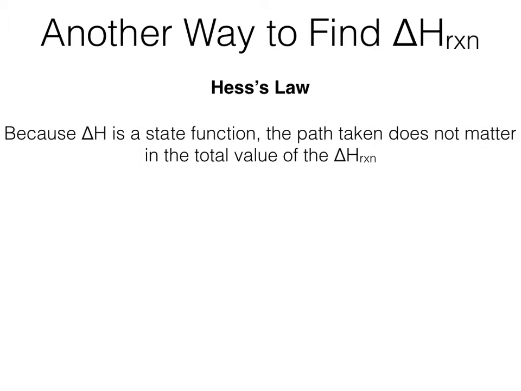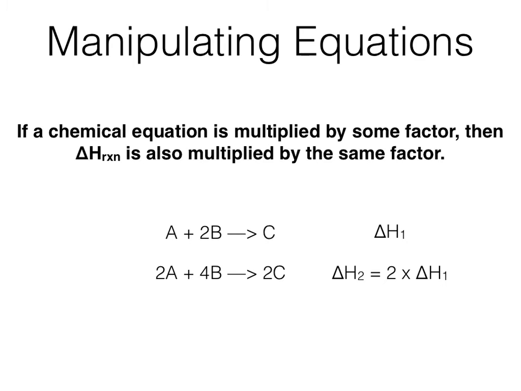Because enthalpy is a state function, the path that is taken does not matter in the total value for the enthalpy of the reaction. So that means that we have to know how to manipulate these equations, because we are going to look at a series of reactions and manipulate them so that we can know the enthalpy of each of the reactions and be able to find an overall enthalpy.